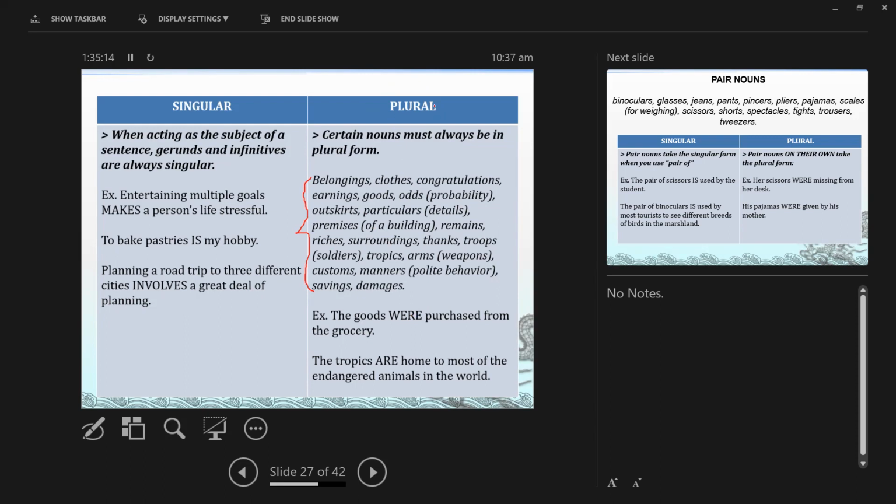Okay. The goods were purchased from the grocery. So, since the word goods is in plural form, we use the helping verb were. The goods were purchased from the grocery. The tropics are home to most of the endangered animals in the world.